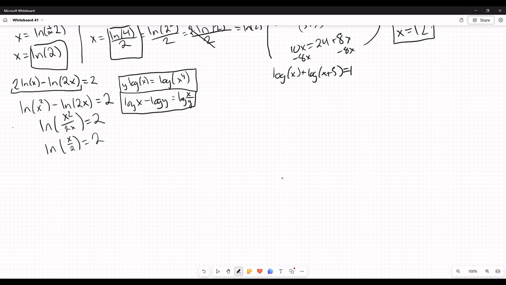And now I have something in a log on one side, and a number on the other side. I can undo it by taking each side and putting it in the exponent of some base. But what base am I going to use? Well, remember, natural log is just log base e. So what I do to undo this is I do e to the power of each side. So on the right-hand side, that's going to be e squared. And on the left-hand side, it just undoes this log, and I'm left with x over 2.